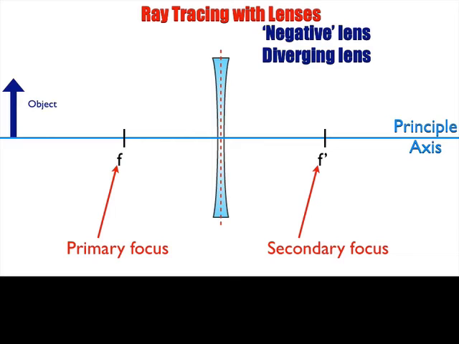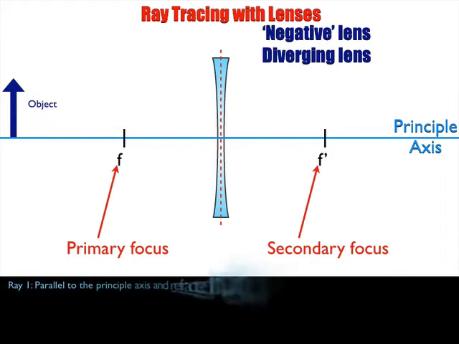Alright, time to find an object. So here's an object I'll represent with an arrow. The bottom of the object is always going to be drawn down on the principal axis right through the middle of the lens. The rules for drawing the object are the same as they were for a converging lens, so you don't need to memorize something different. But how they're applied, you've got to think about it a little bit.